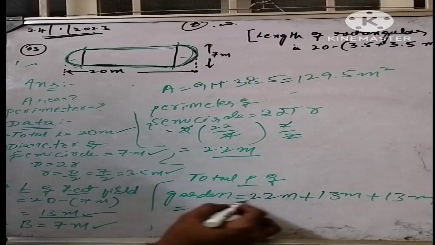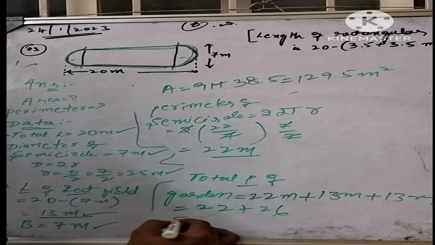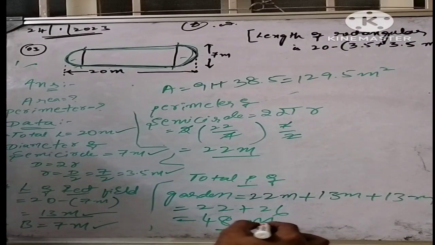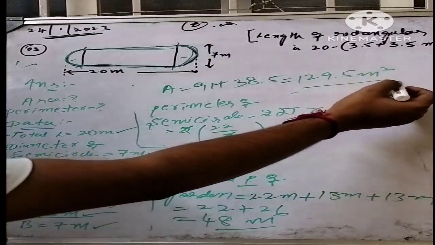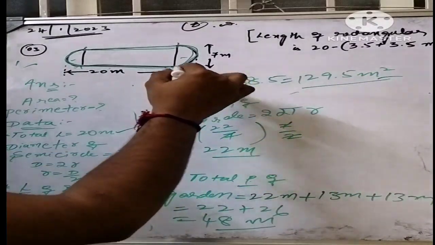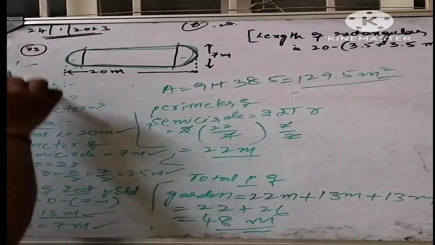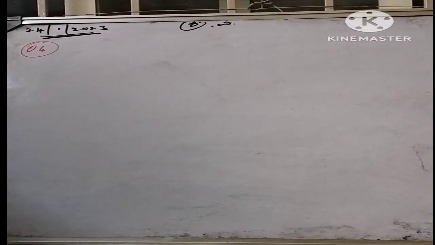So 22 plus 13 plus 13. 22 plus 26 is 48. So 48 meter is the total perimeter and 129.5 meter square is the total area. Area is in meter square. Why? Because length into breadth, meter into meter, is meter square, and perimeter is in meter. So we have seen the third problem of 8th class.